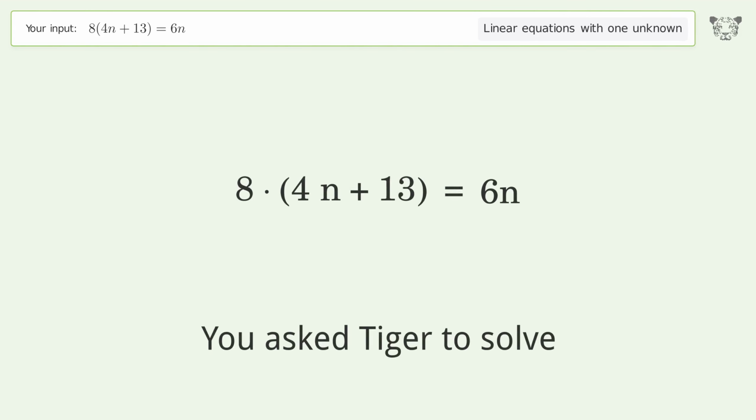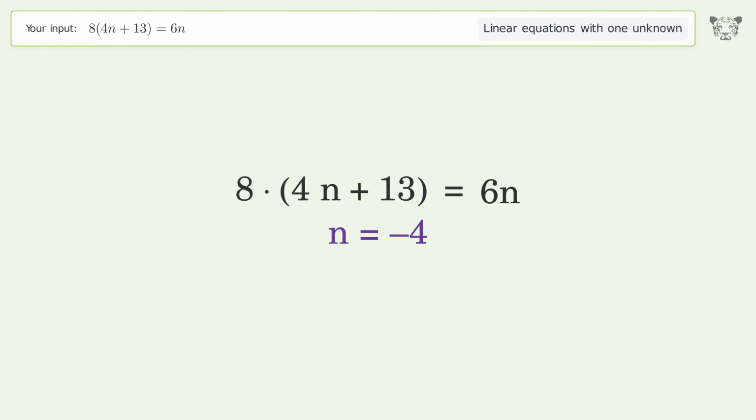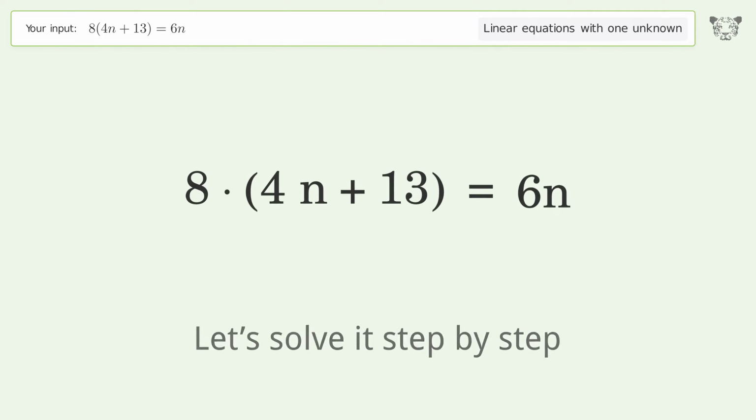You ask Tiger to solve this. It deals with linear equations with one unknown. The final result is n equals -4. Let's solve it step by step.